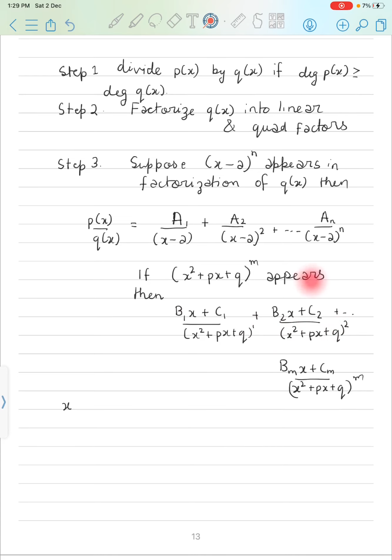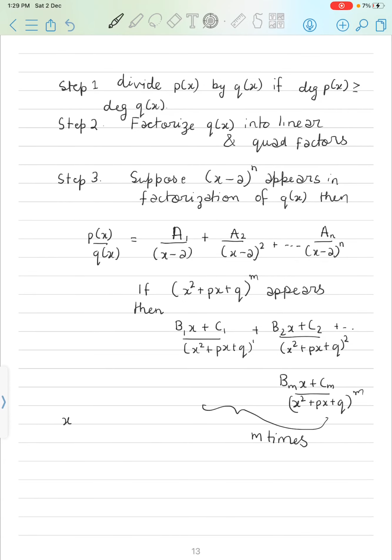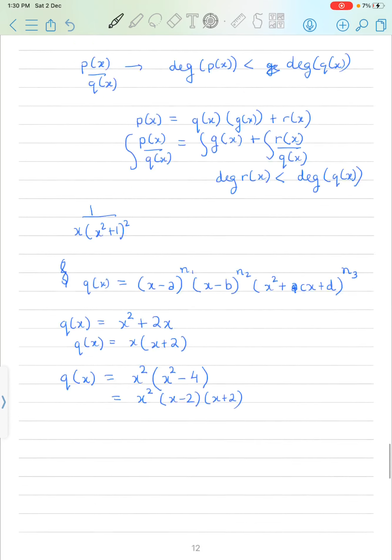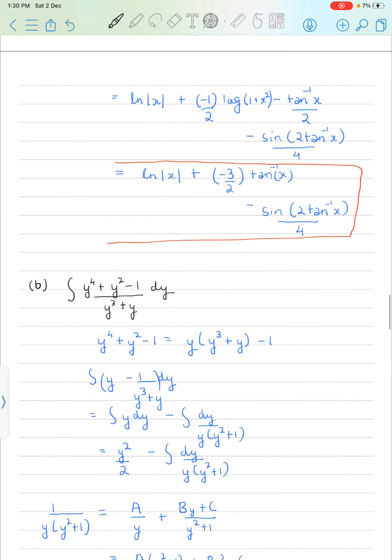If a quadratic factor to the power m appears, then you should take it m times. There we had 2 times, so I took b1x plus c1 and b2x plus c2. Now equate it.